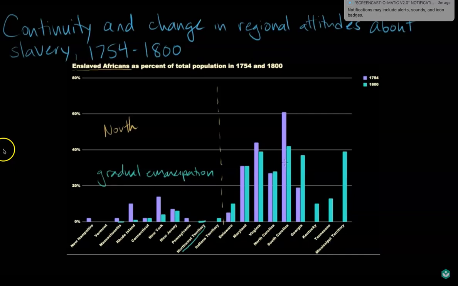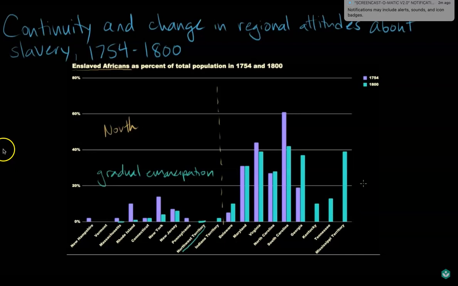In places like Virginia and South Carolina, the percent of the population that was enslaved actually dropped over this time period, but not because there were fewer slaves, but rather because the white population had grown faster than the enslaved population in the same time period. And unlike in the northern territories, the percentage of enslaved people in the new southern territories claimed by the United States, Kentucky, Tennessee, Mississippi, was quite significant as well.